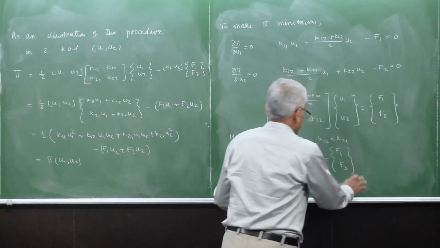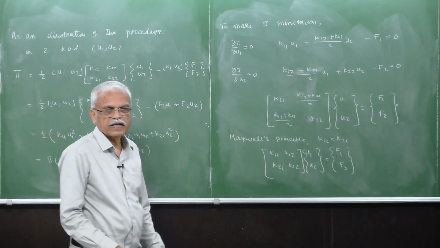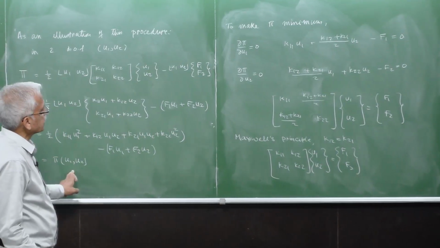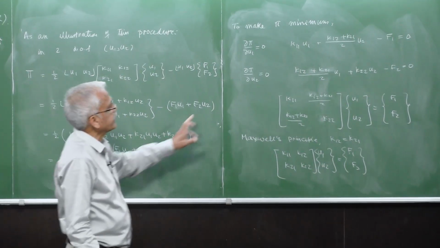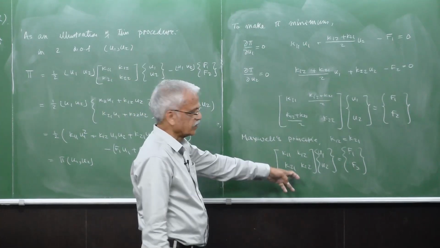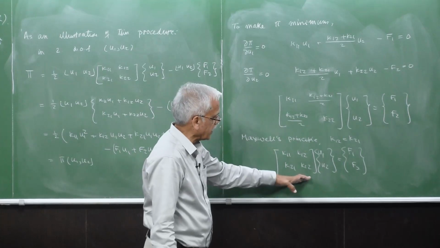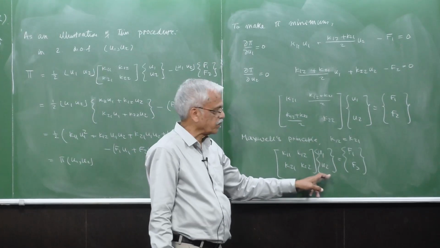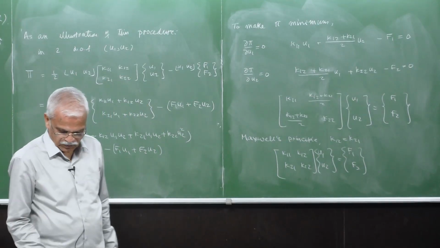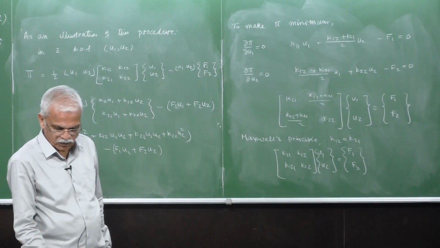Now I showed it for 2 degrees of freedom, starting from here, going through expansion, and then taking the derivative with respect to each component. This is what we get exactly: K times the displacement vector is equal to the force vector. This is how the variational principle works.